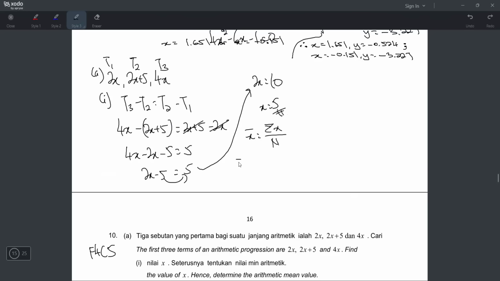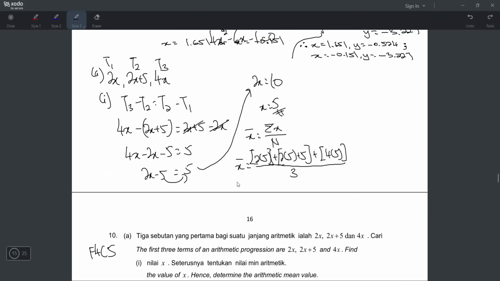Okay, so the mean will be T1, which is 2 times x, but the x is 5. So ganti masuk. And then next one is 2x plus 5. So 2 times 5 plus 5. That's the second term. This one is the first term. For the third term is 4x, which is 4 times 5. And then everything over 3, because it's 3 numbers.